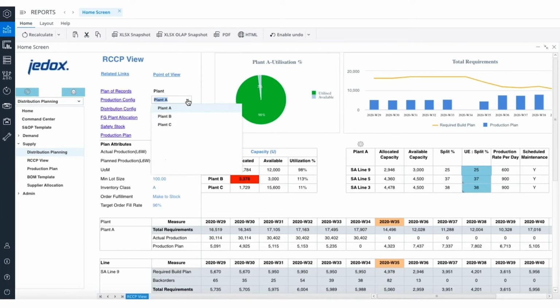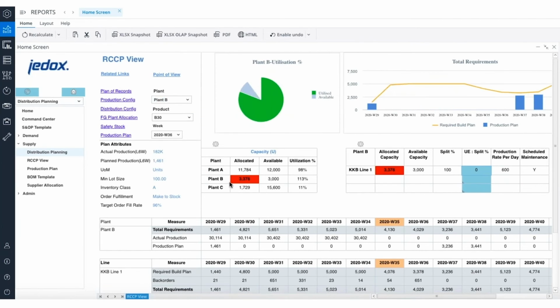And now if he comes to another plant, which is plant B, we see that there is an exception here at a plant level. There is more allocated and the availability is less. So that's the reason we have an issue at a line level. So we would now see what's the issue. It says it has maintenance. To fix this issue, I just need to increase my capacity for that day.